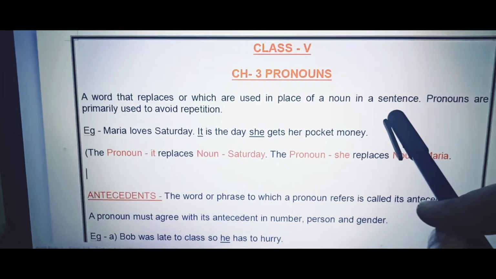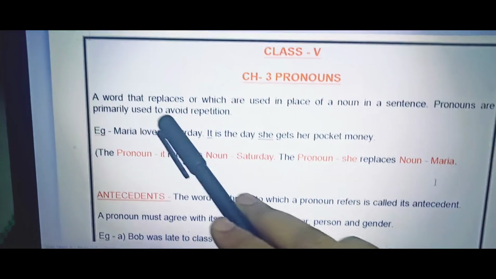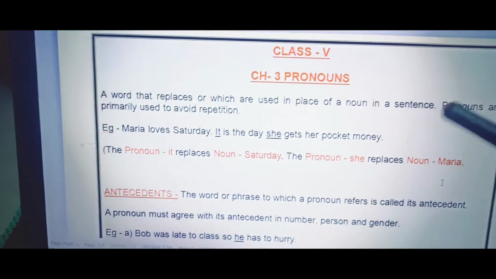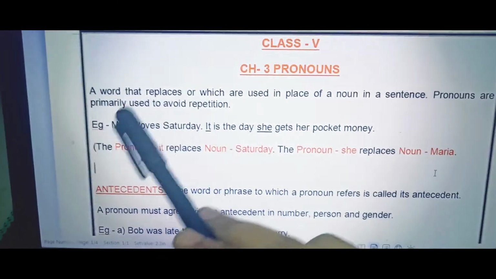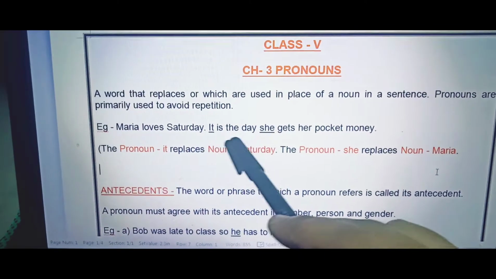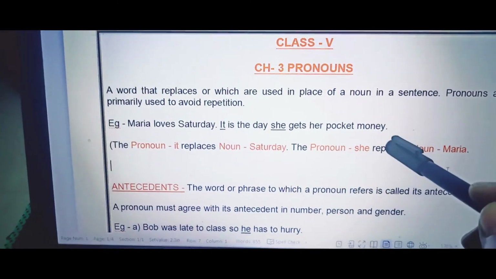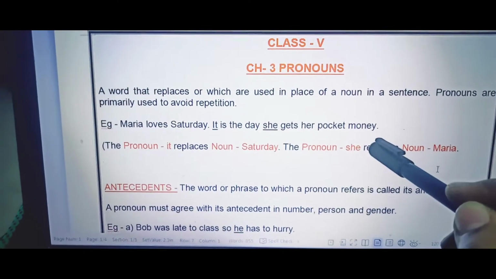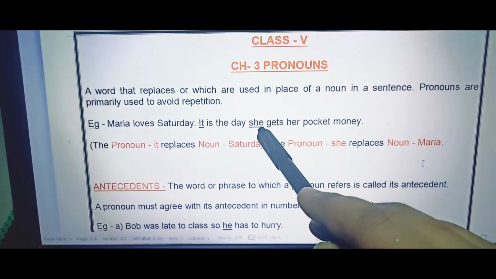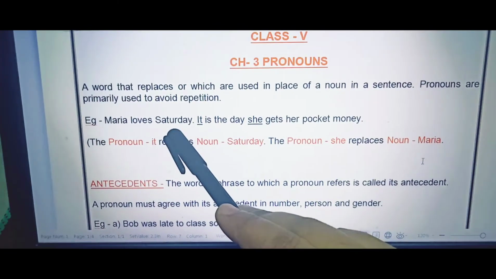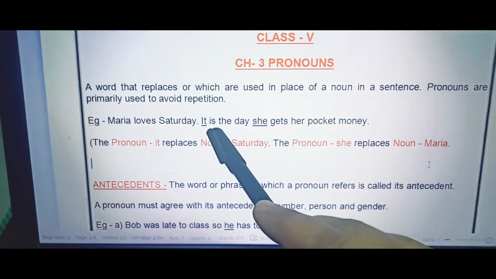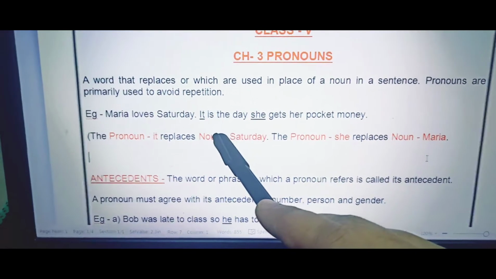Now, why do we use pronouns? Pronouns are basically used to avoid repetition. So, instead of repeating the nouns in a sentence, we use pronouns. Let's have a look at the example. Maria loves Saturday. It is the day she gets her pocket money. Here, instead of repeating the noun Maria again, we have used the pronoun she in place of Maria, and instead of repeating the noun Saturday, we have used the pronoun it. So basically, pronouns avoid repetition in a sentence.